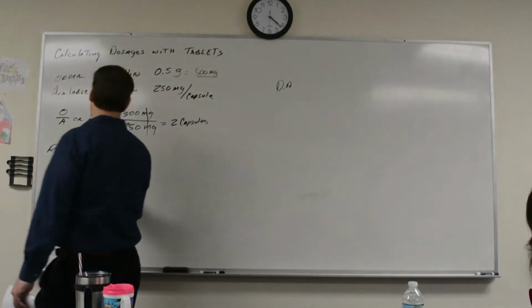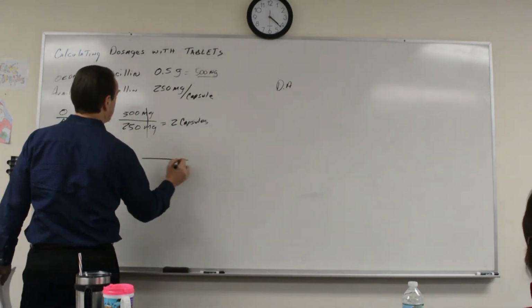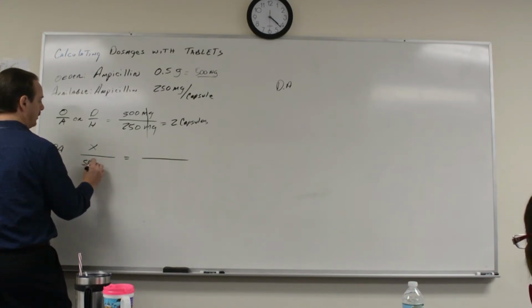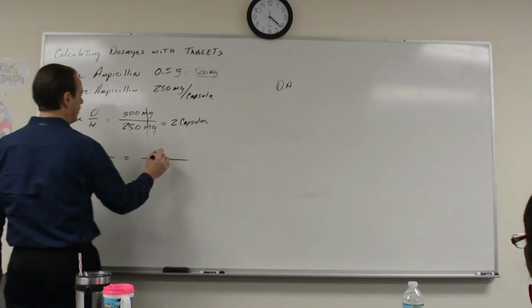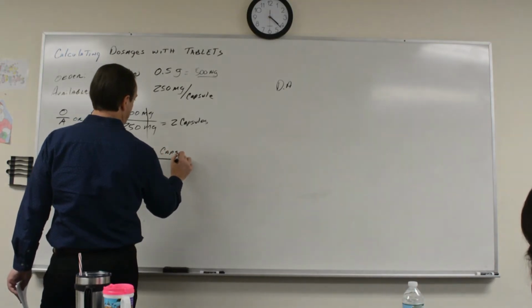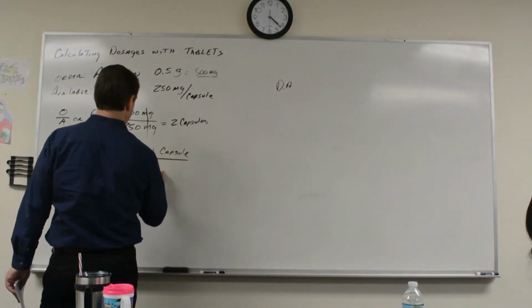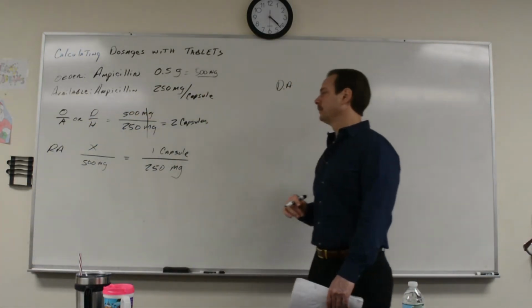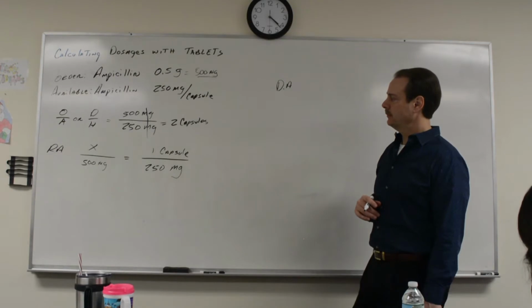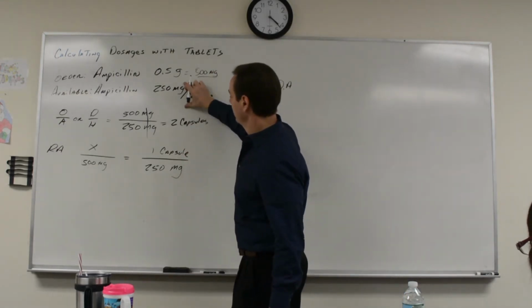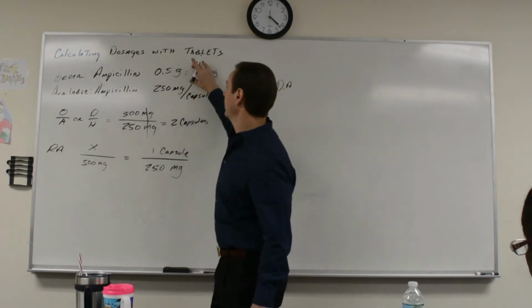Over here, we'll put our unknown, so it's going to be x over 500. And over here, we're going to have 1 capsule is 250 milligrams. So this ratio represents this, and then this ratio is the unknown quantity.